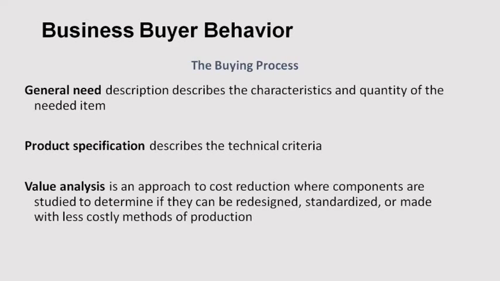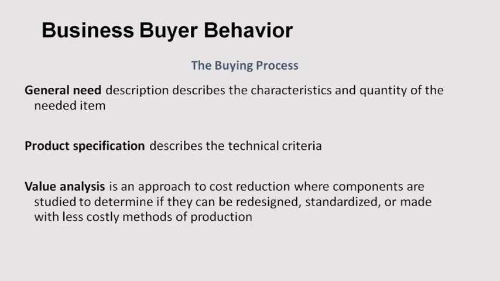Paano ba nagkakaroon ng pagbili? So it all starts with general need. This describes the characteristics and quantity of the needed item. Ano ba yung kailangan? Ano ba yung kailangan bilhin? Ilan ang kailangan? Okay? So next, product specification.